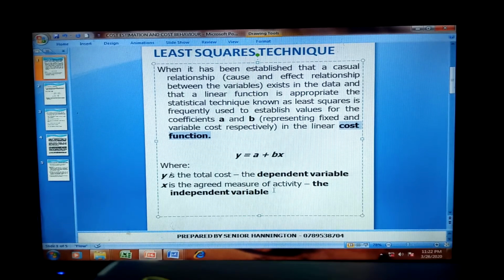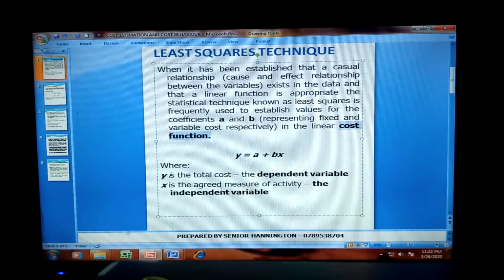Then from a cost function, another key term is a dependent variable. You also need to know what a dependent variable is. A dependent variable is simply a cost or any other variable that changes when an independent variable is varied. Take an example of maintenance costs and machine hours. In that case, maintenance cost is the dependent variable and the machine hours is your independent variable.